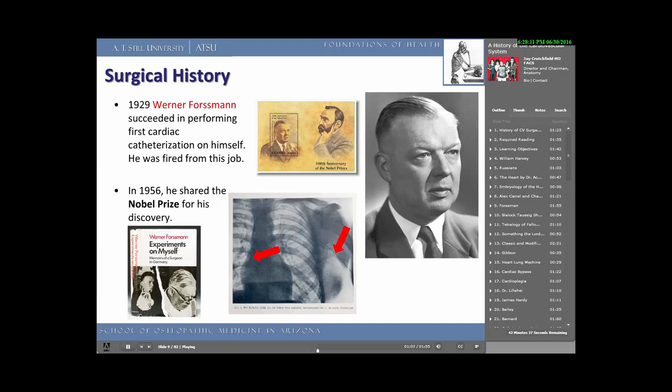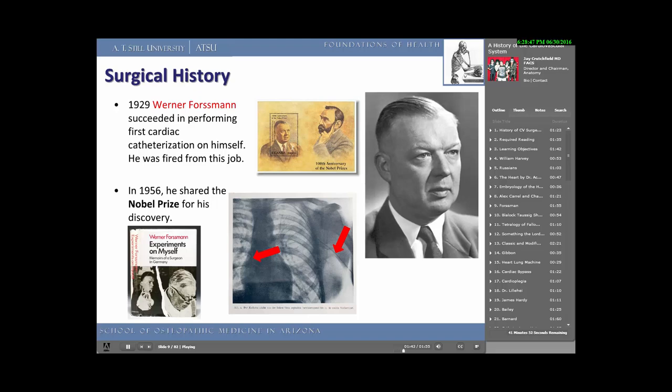Dr. Forssmann's catheterization of the heart has led not only to angioplasty, but angiography of the entire circulatory system. It's led to the ability to insert catheters directly into the heart to measure cardiac output, in other words, the amount of blood that the heart pumps, stroke volume, the amount that the heart pumps with each beat, as well as a plethora of other discoveries from this simple procedure of inserting a catheter down into his heart.